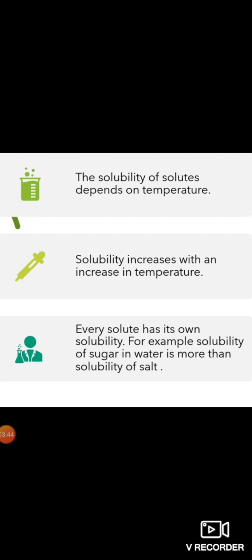The solubility of a solute depends on the temperature. Generally, the solubility increases with increasing temperature. That is, as we heat the substance, its solubility gets increased. Every solute has its own solubility. For example, the solubility of sugar in water is more than the solubility of salt. That is, sugar can dissolve more in water as compared to salt.